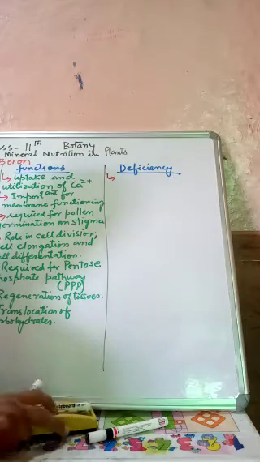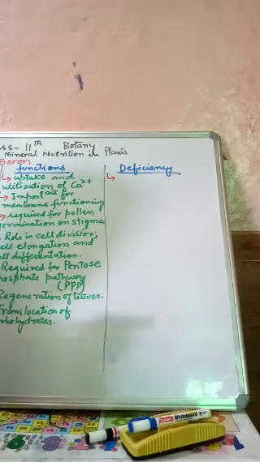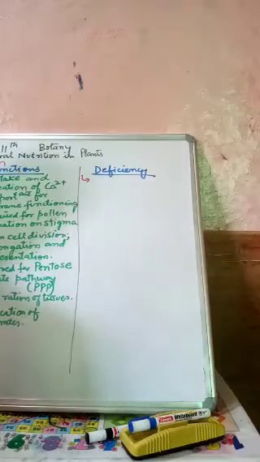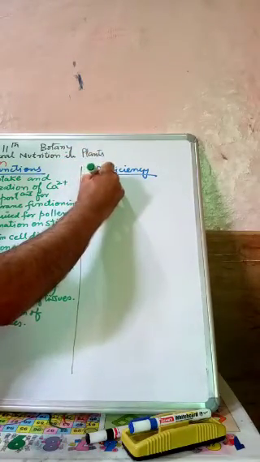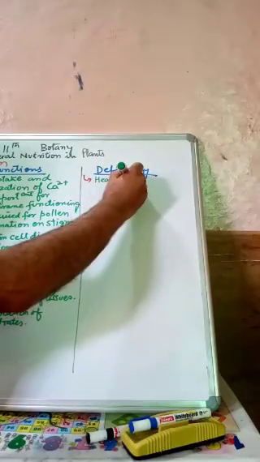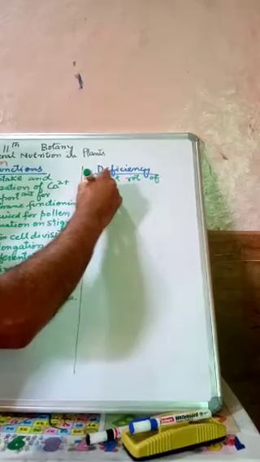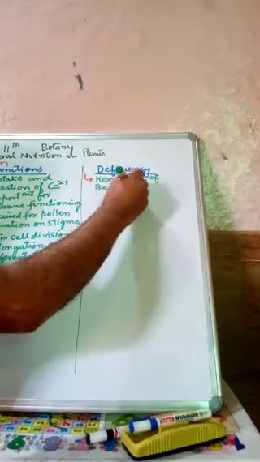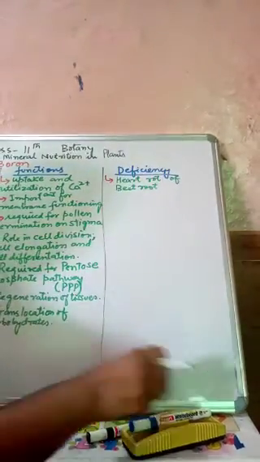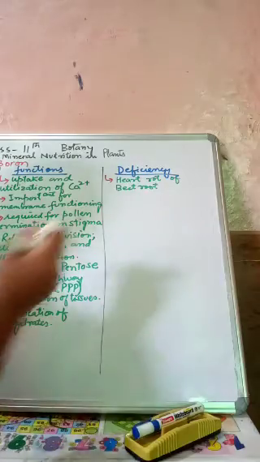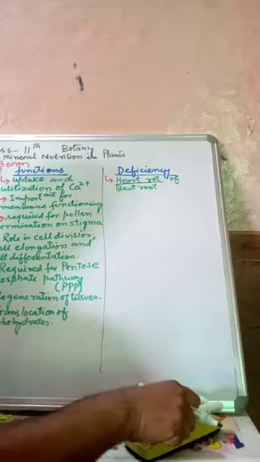Now, what is the deficiency, if there is one? Boron deficiency causes a disease which is called heart rot of beet root. A very important disease, called heart rot of beet root. The beet that we eat.